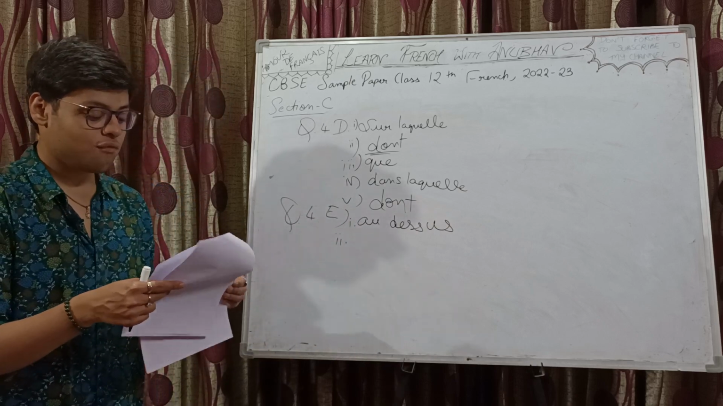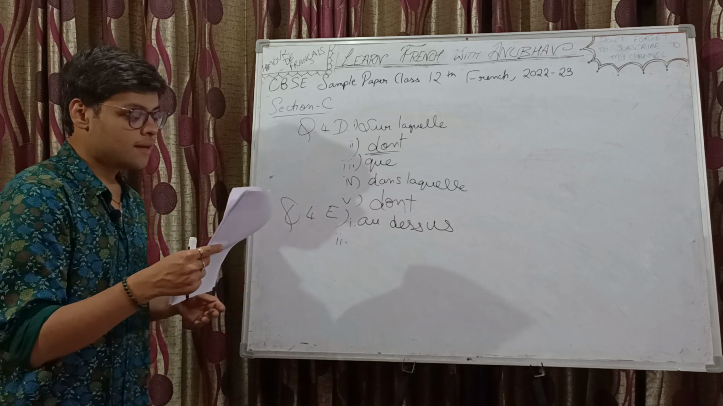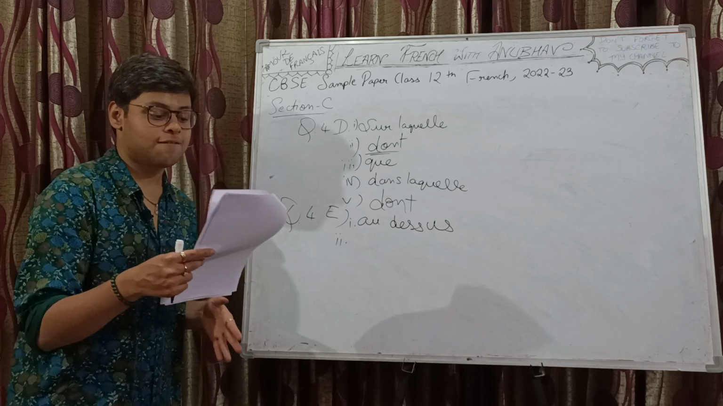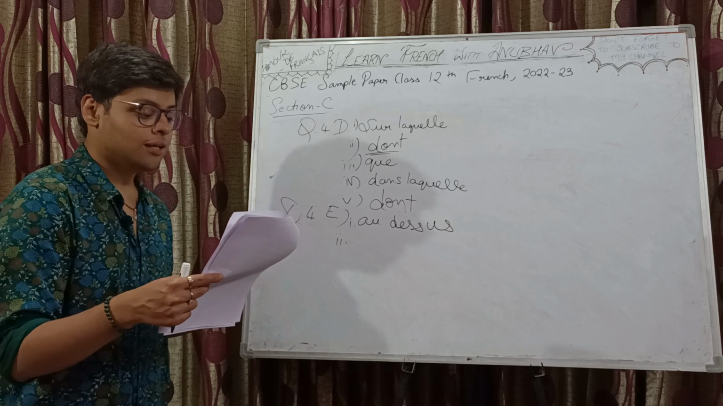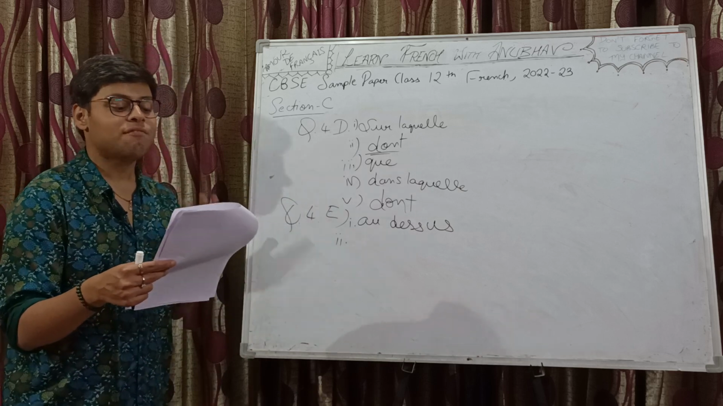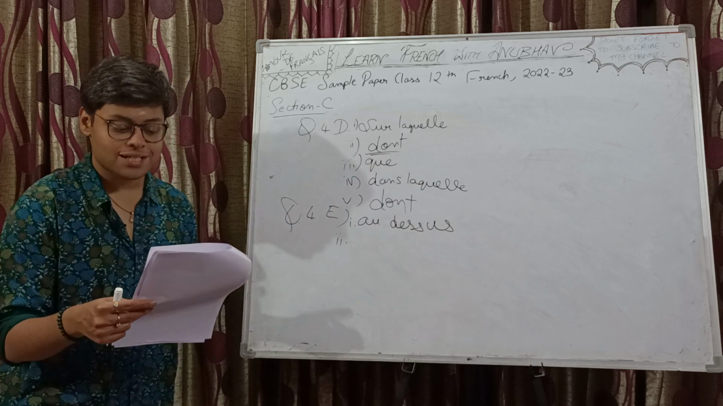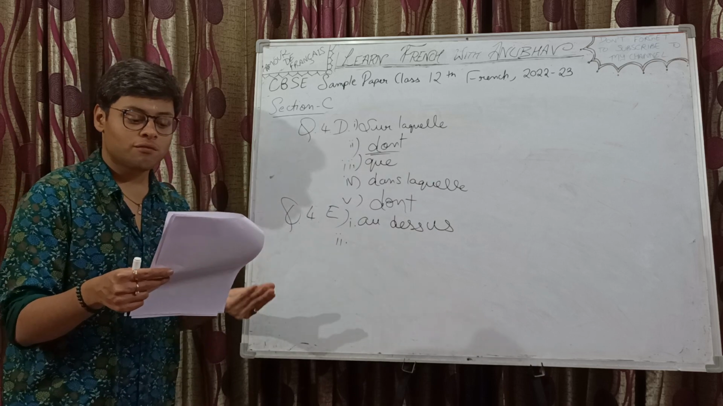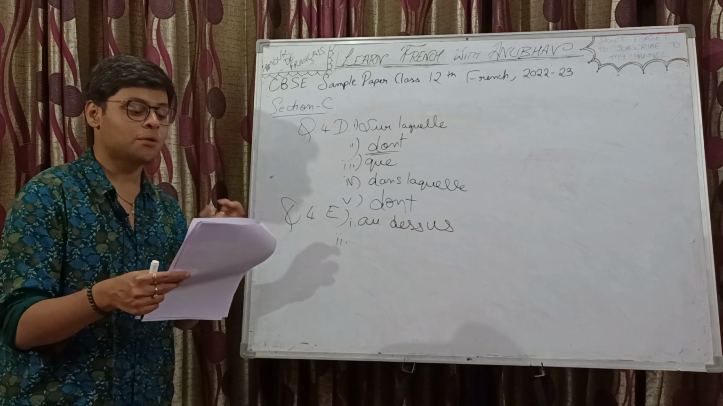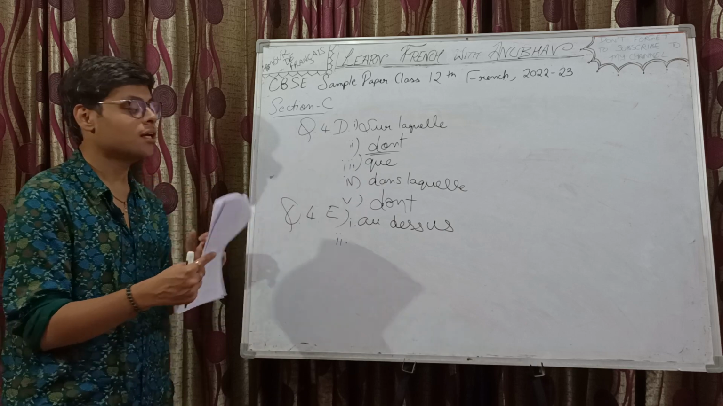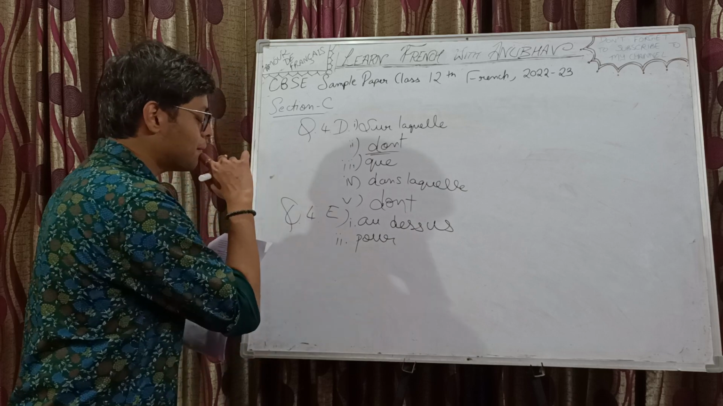Number 2, we have "Le garçon a acheté des fleurs dash sa petite amie." So the boy bought some flowers dash his girlfriend. For his girlfriend. Pour sa petite amie. "Le garçon a acheté des fleurs pour sa petite amie." So the second one will be pour.